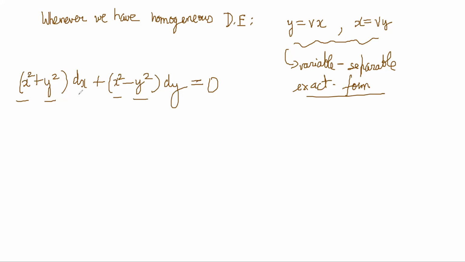Yeah, they are not matching. No? So the exact method is not going to work here, right? Yeah. So now we can see that it is homogeneous though. So let's try some substitution like y is equal to vx, right?